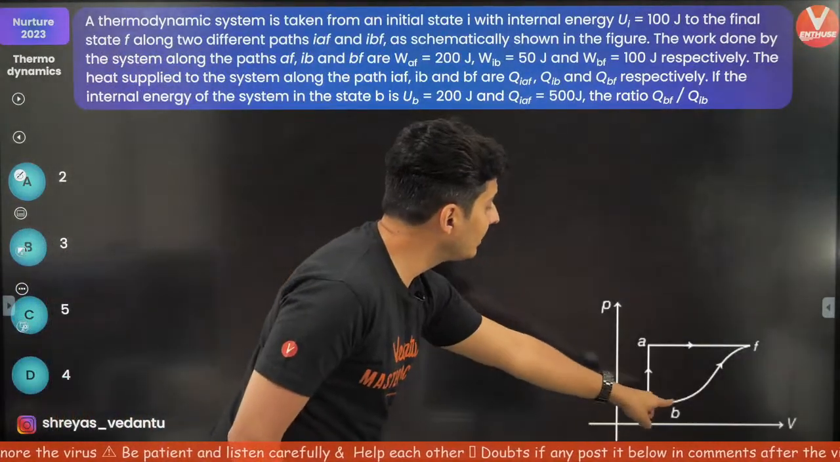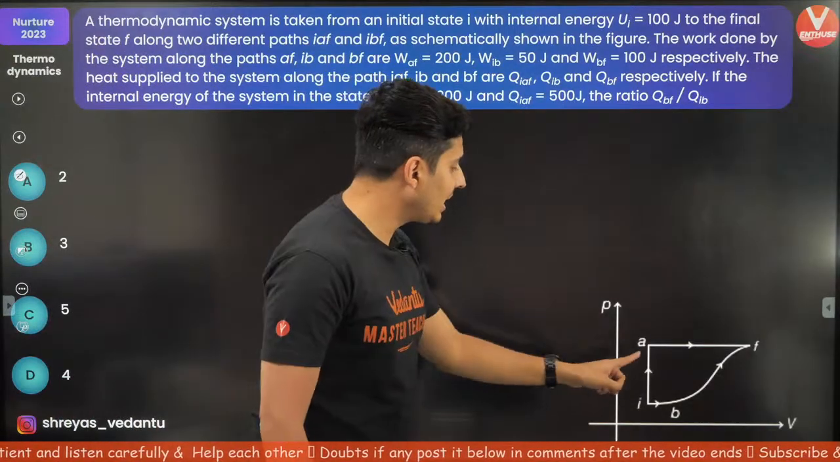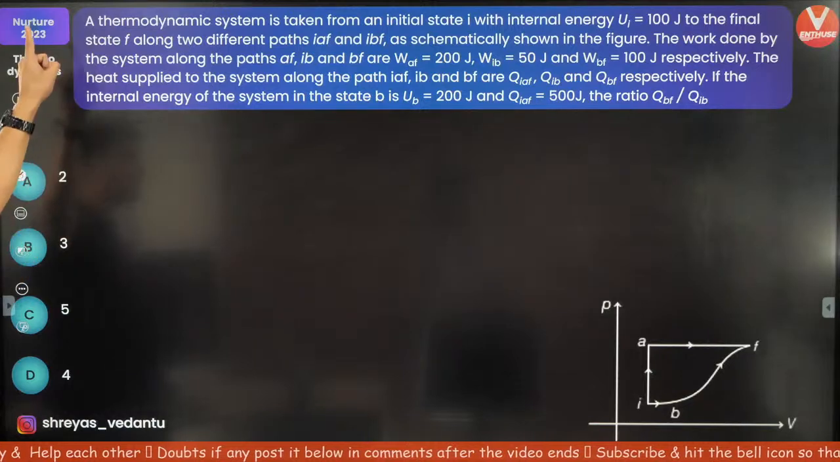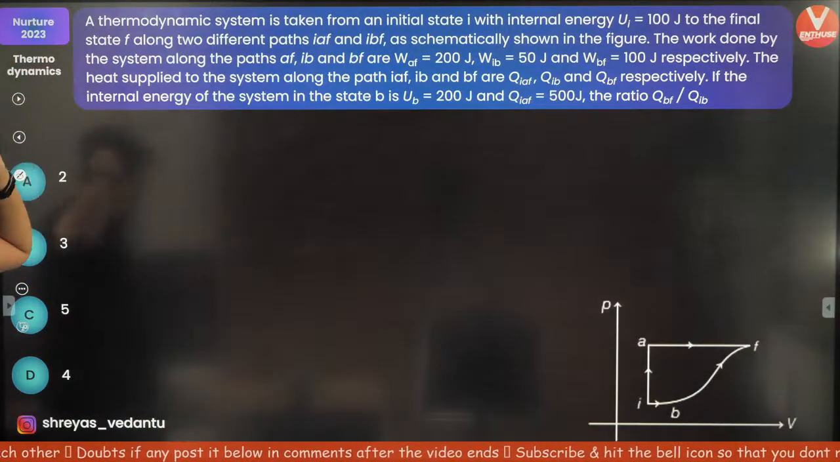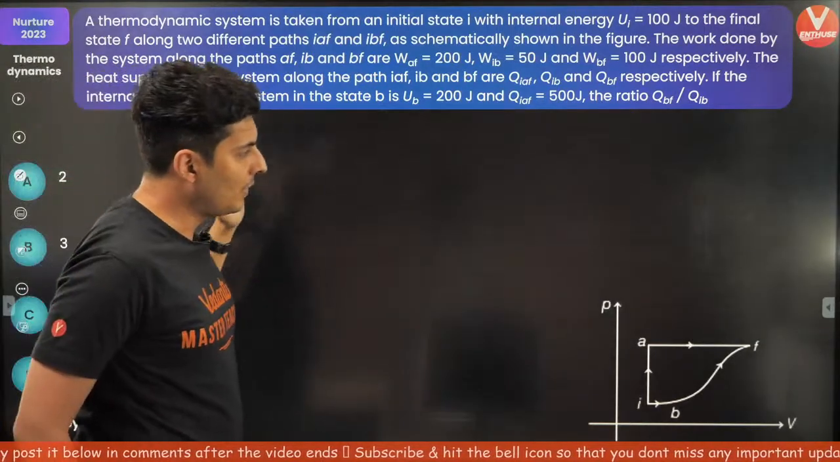UB, internal energy at B, is also given. QIAF, heat in IAF, is also given. The ratio of QBF by QIB. Let's see how many of you can get this. Very, very interesting question. All right.